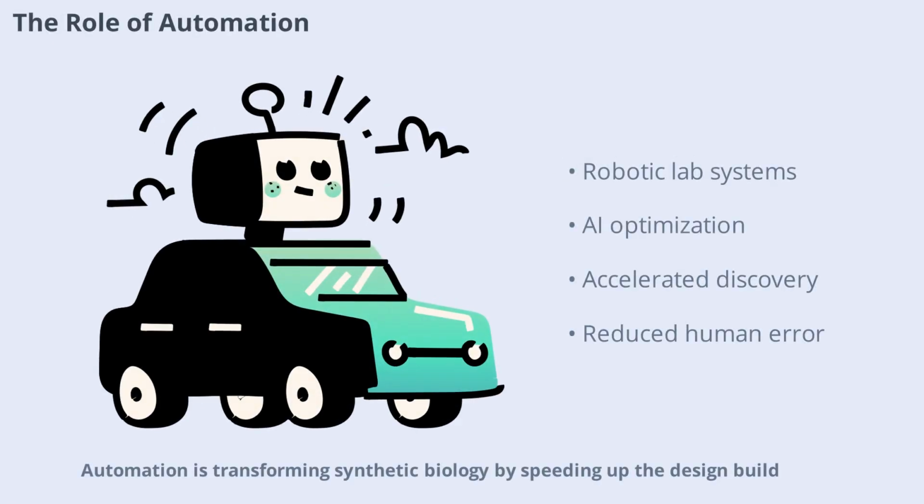Automation is transforming synthetic biology by speeding up the design, build, and testing of synthetic organisms. Robotic systems can handle repetitive lab tasks, while artificial intelligence helps optimize genetic designs. This integration of automation and AI accelerates discovery, reduces human error, and enables large-scale projects that were previously impossible.